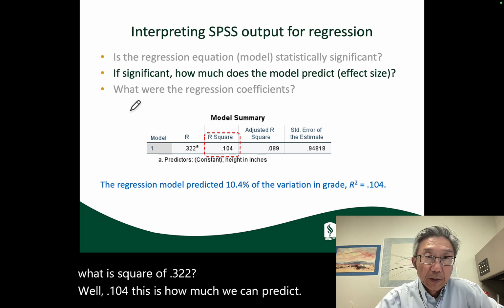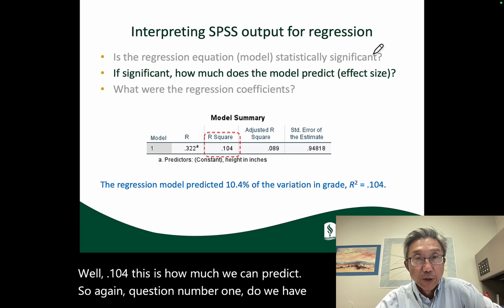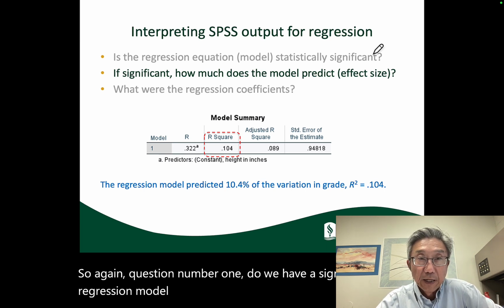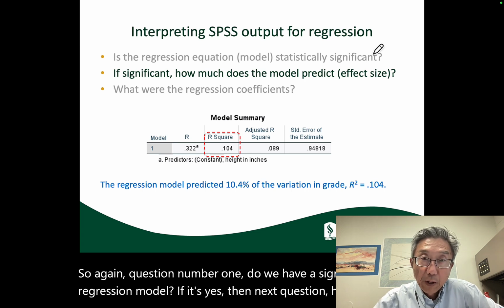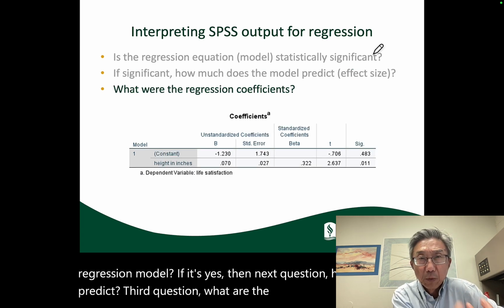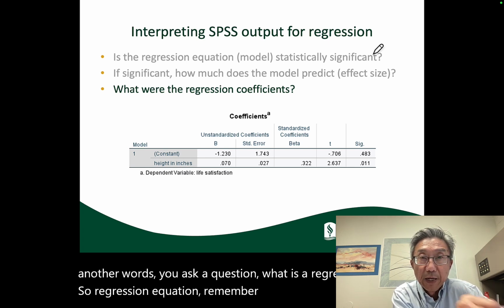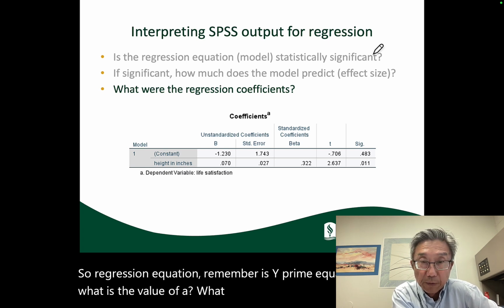So again, question number 1, do we have a significant regression model? If it's yes, then next question, how much can we predict. Third question, what are the regression coefficients? In other words, you ask the question, what is the regression equation? So the regression equation, remember, is y prime equals a plus bx. So what is the value of a? What is the value of b?